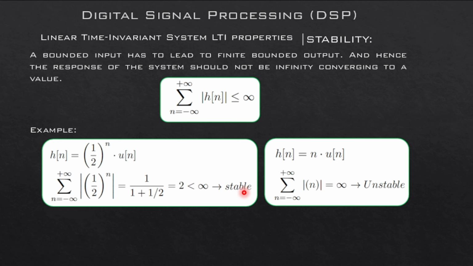Now, however, for hn equal to n times un, the limit when n goes to infinity is actually infinity. So it's not stable. It doesn't give you a finite bounded output. It goes forever to infinity. So it's not a stable system. This example is not. The first one is, why? Because when n grows, the system tends to the value of 2, which is a bounded value less than infinity.